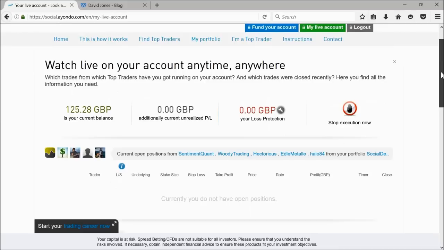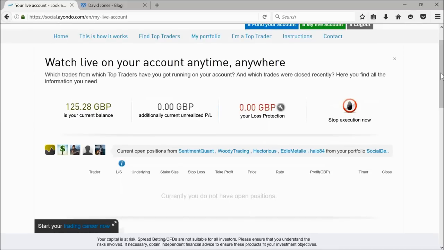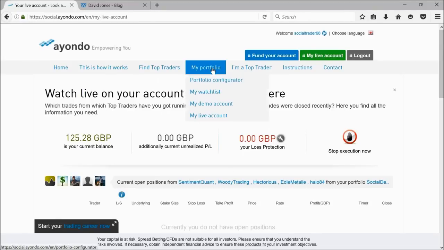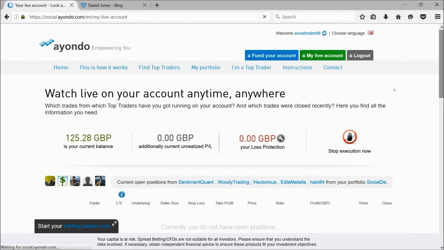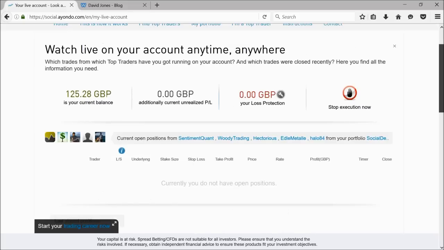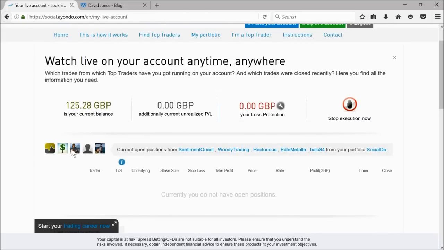So I've set an account up for the purposes of these demos with the massive amount of £125.28 in. And there's my account here. You can log on anywhere. If you log on in a browser, you can go to my portfolio, my live account, and it shows you what's going on in your account. At the moment, there's nothing going on in my account because none of these people have done any new trades. But when they do new trades, they will feed through to my account, and they'll be relatively small.